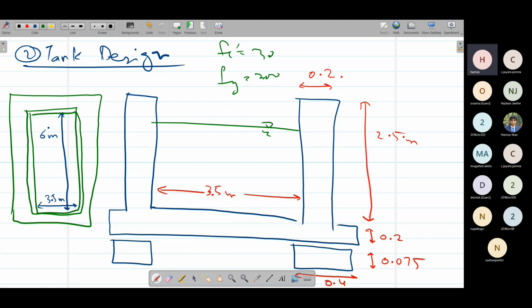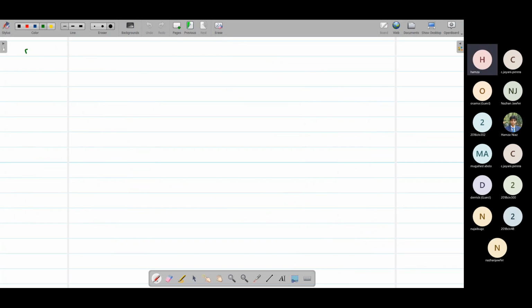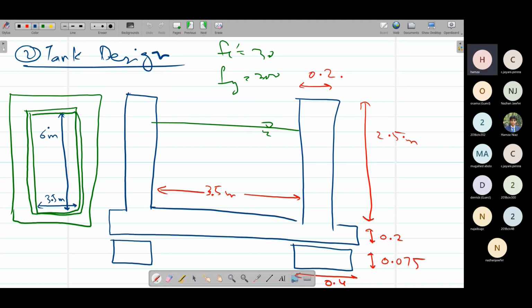First, we have to design the walls. For example, first we have to design the long wall. So for the long wall, first we calculate the K value. K value is simply Ly over Lz. Ly is the longer dimension, Lz is the height, Lx is the shorter dimension.